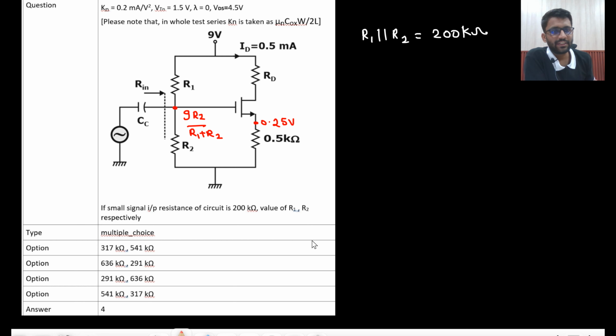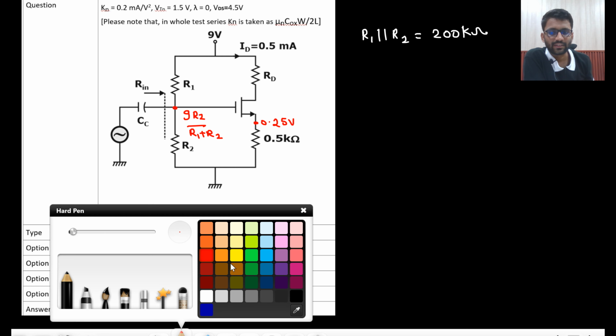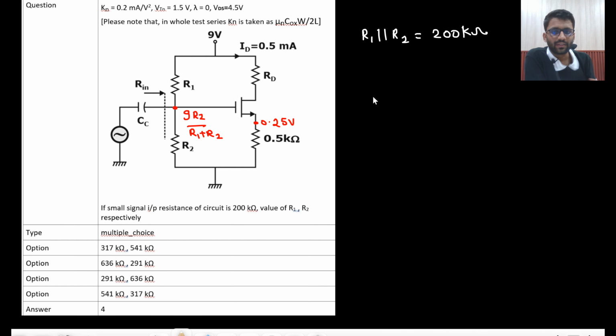So I will try to find VGS. First I will try to find VGS, and then I can relate it with 9 R2 upon R1 plus R2. So my target is to find VGS now. Okay, then let's start. This value is R1 R2 upon R1 plus R2, which is equal to 200 kilo ohm. Now my target is to find VGS.